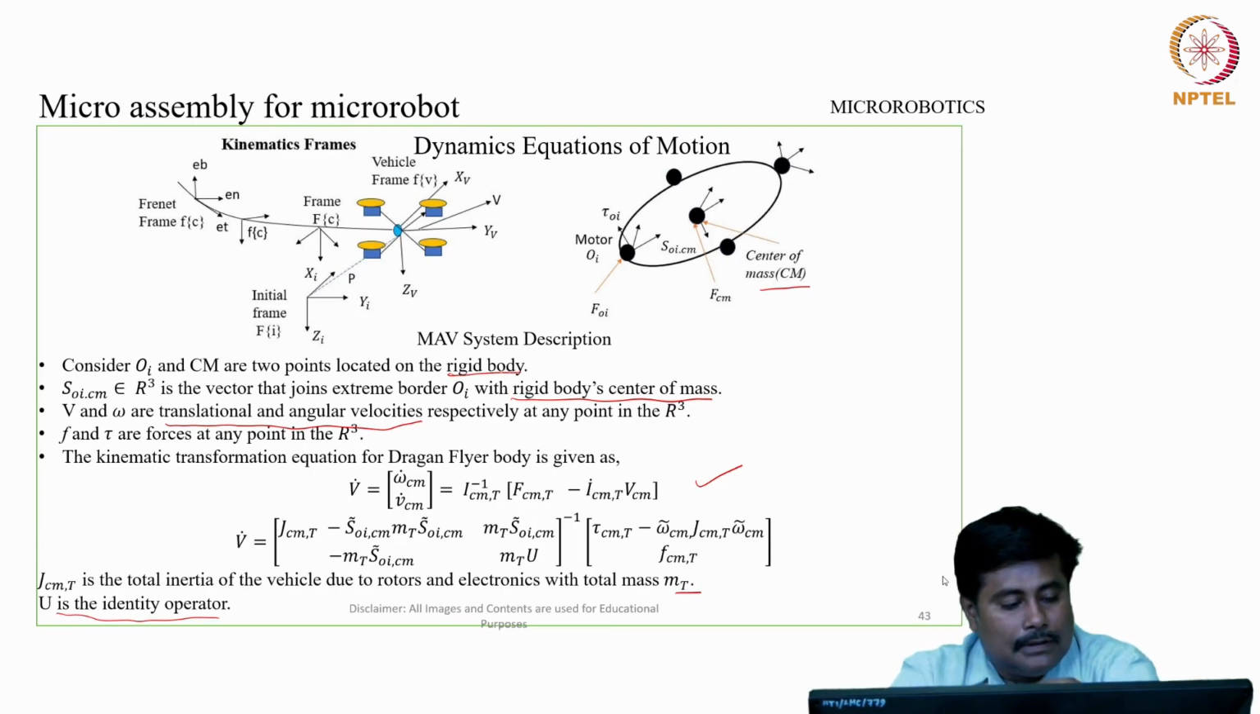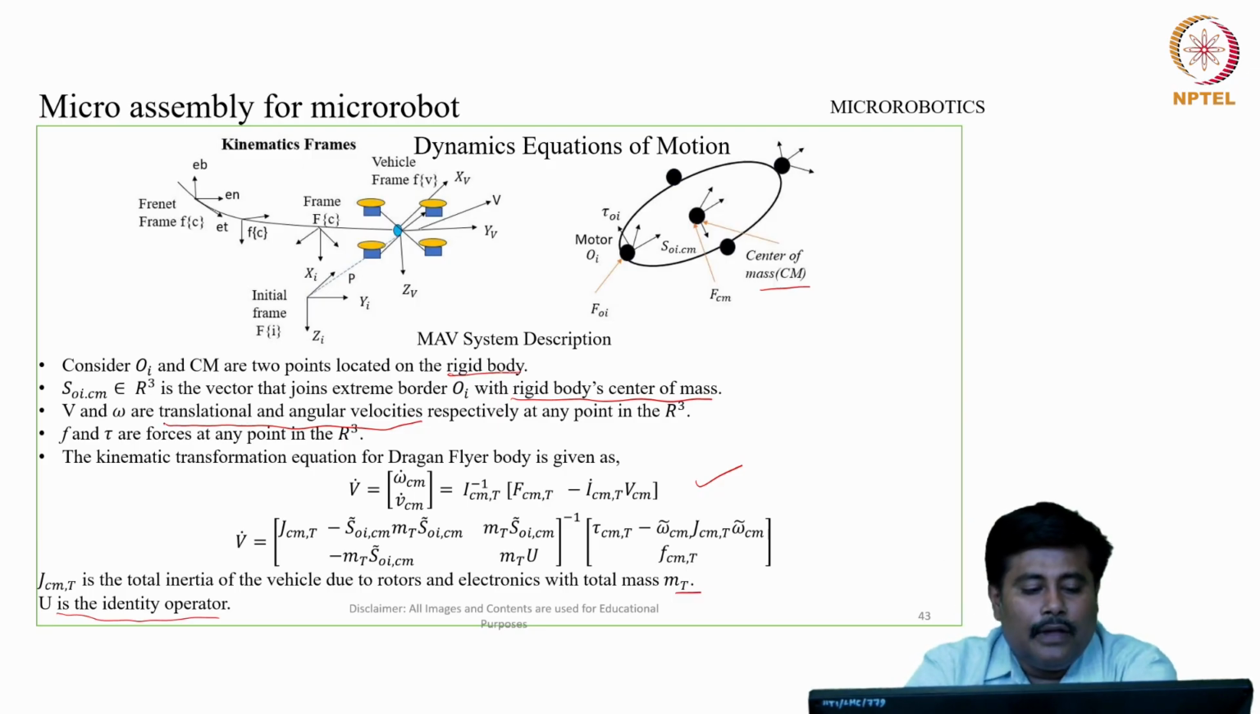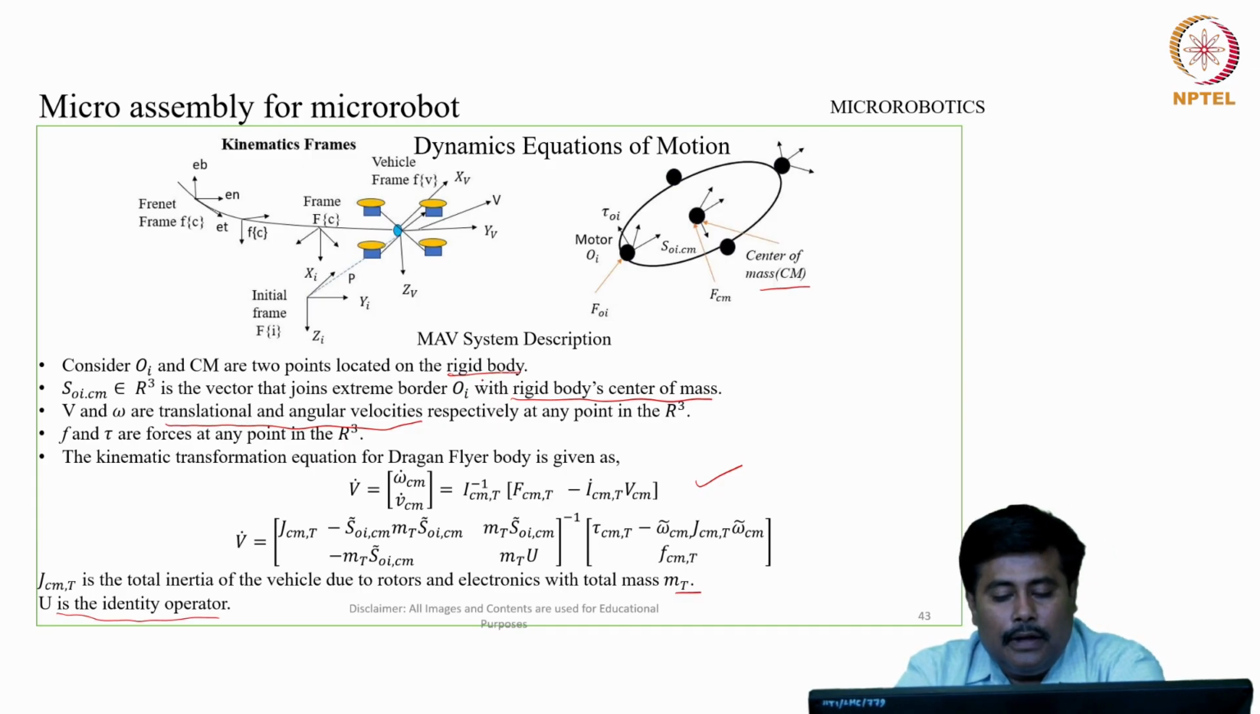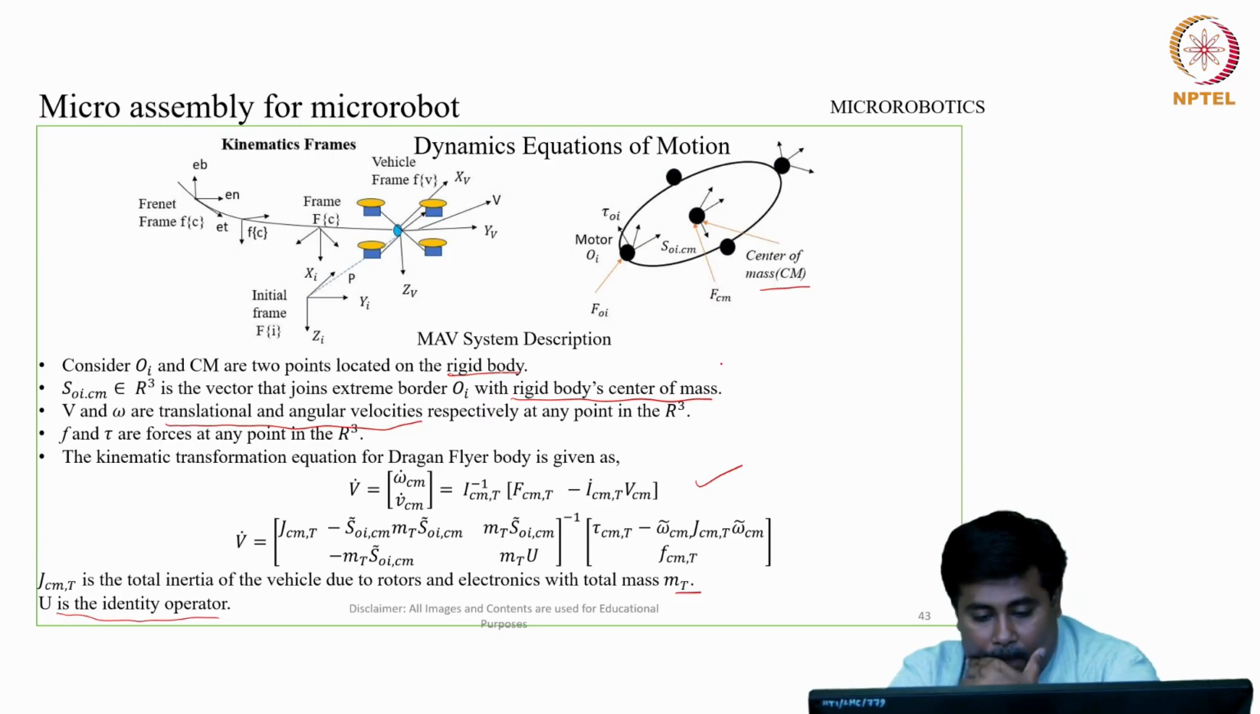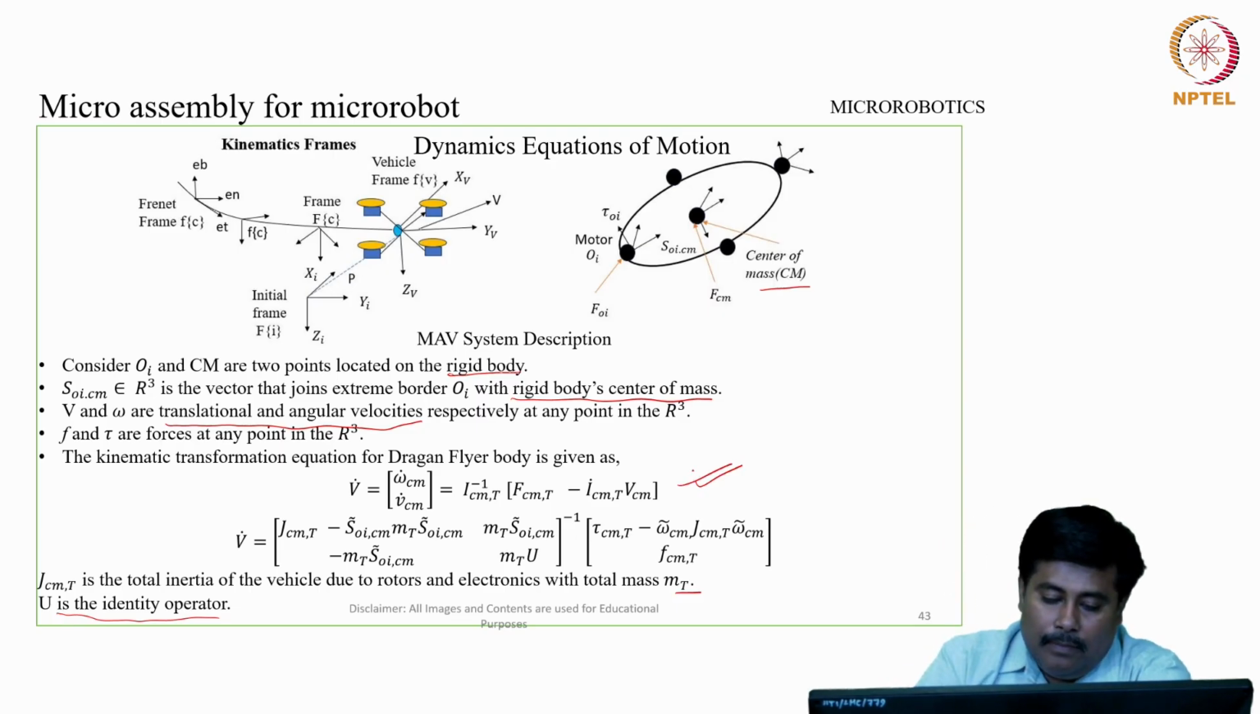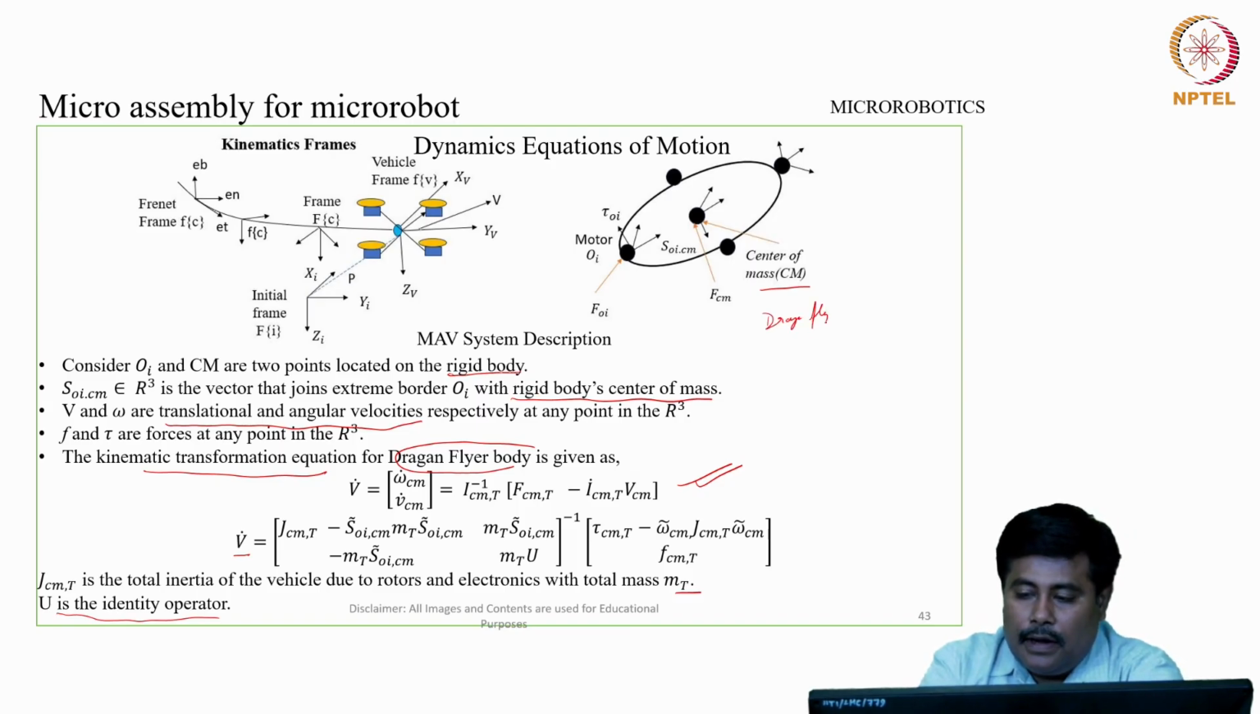So R_CM, with reference to R cube, is the vector that joins the extreme border OI with the rigid body center of mass. V and omega are the translational and angular velocities respectively at any point R cube. F and tau are the forces at any point R cube. The kinematic transformation equation for a dragonflyer body is given by this particular format, where V dot corresponds to the kinematic transformation of the equation of this dragonflyer body.